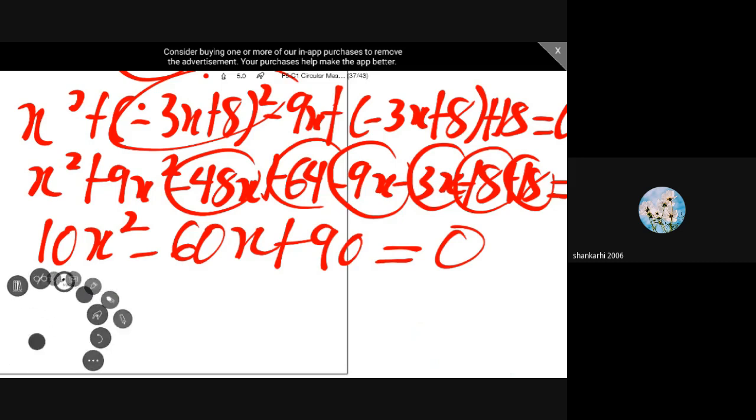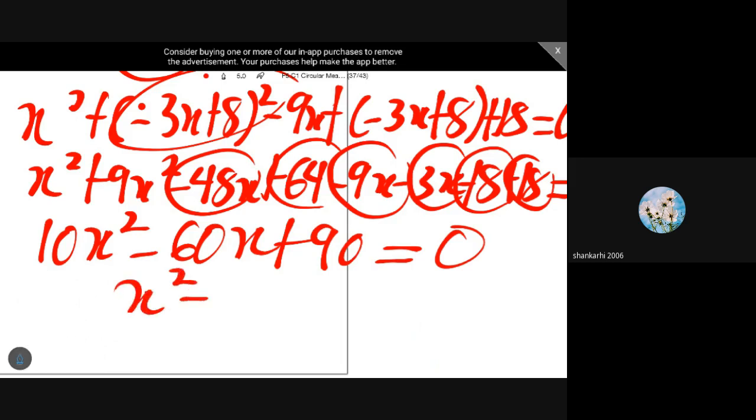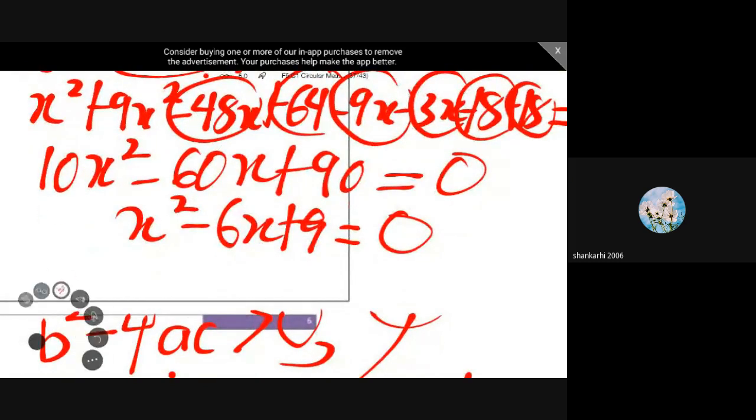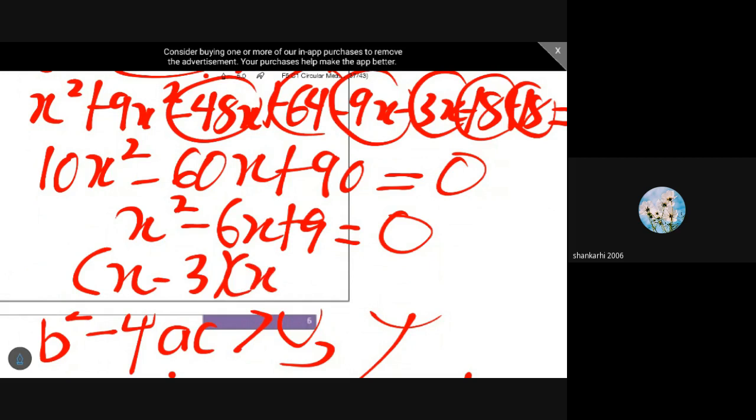How to simplify, guys? Yes, divide by 10 the whole equation. You can see that 10 is a common factor for all the three numbers over here. So from here you can actually factorize already. X minus 3 equals zero. Very good. So therefore x equals 3.